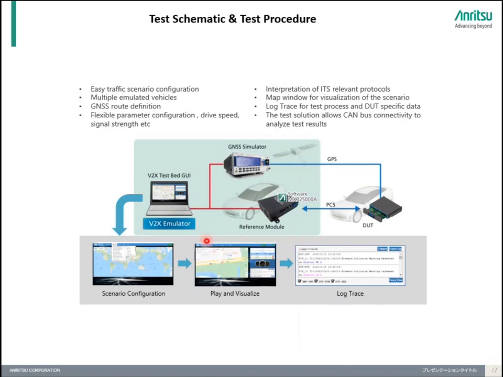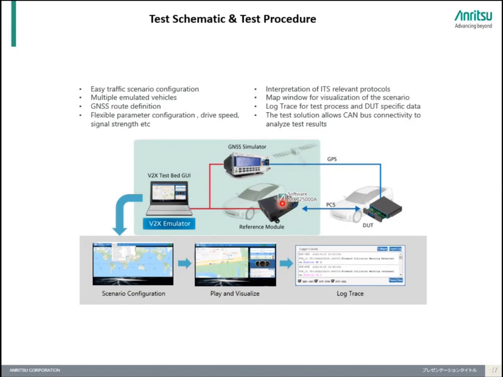So what does the test block diagram, or the test solution, look like? On the right-hand side, the vehicle, or what we say is a DUT, is the one which you are designing. The other vehicle is being simulated by a reference module. We would have a GNSS simulator to simulate different coordinates, or at least simulate a situation wherein your vehicles are going in different directions, or they are a little further from each other and then moving towards each other.